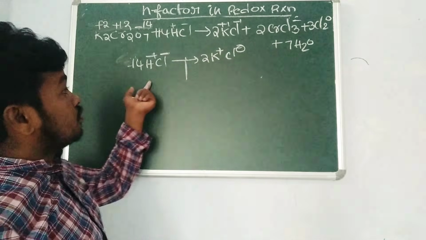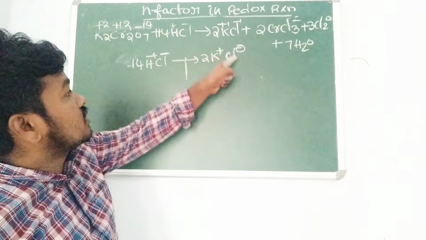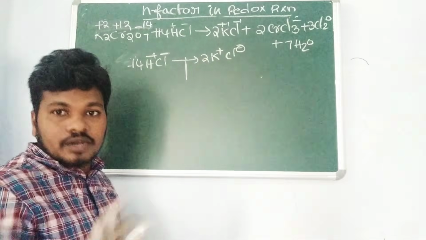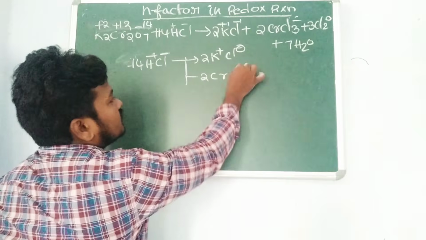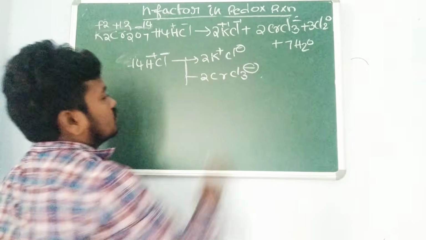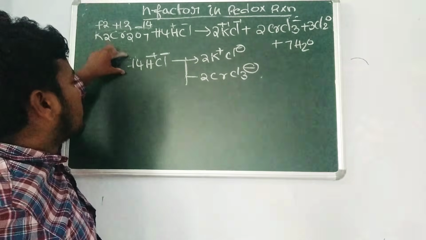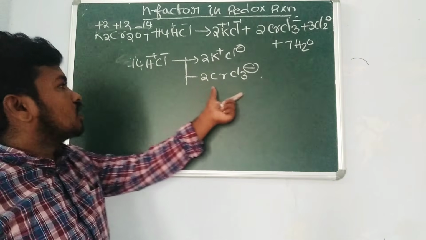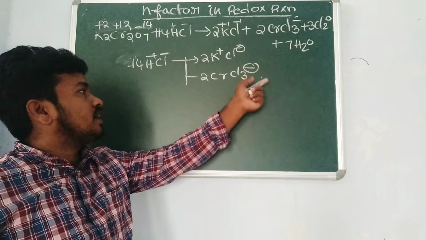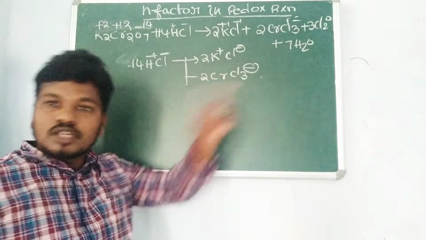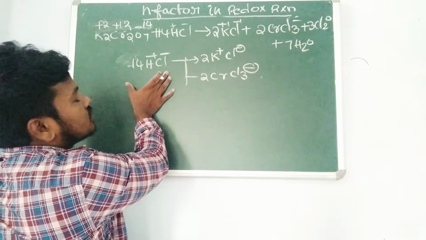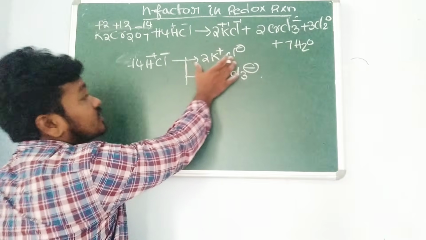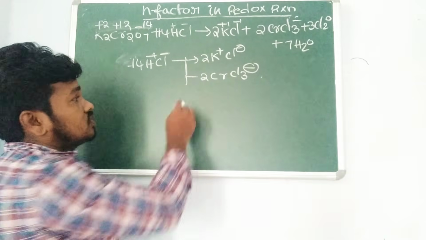Out of 14 moles, 2 moles change, doesn't change any oxidation state. So next you can see 2CrCl3. Here also 14 Cl minus, oxidation state also only 1. There is no change in the oxidation state. These 6 chlorines don't show any change in oxidation state. These 2 chlorines don't change any oxidation state.